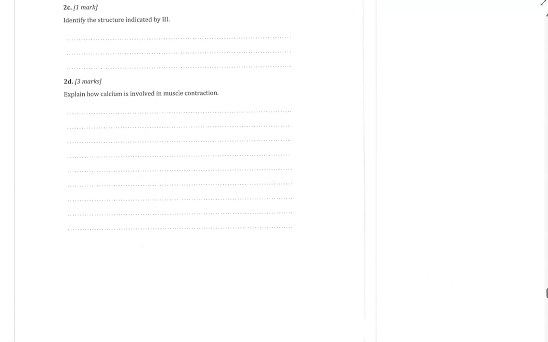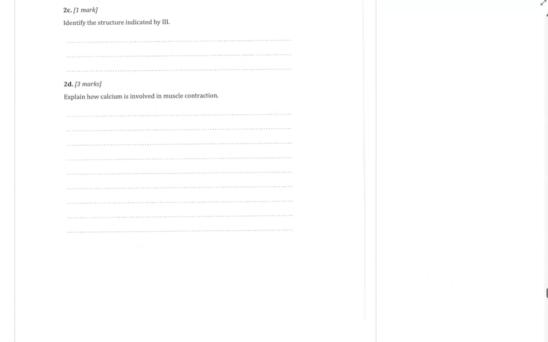All right. So then for 3 marks, explain how calcium is involved in muscle contraction. So you could say that the action potential causes the release of calcium from the sarcoplasmic reticulum. It binds to the troponin and causes the tropomyosin to move, which then exposes the myosin binding sites. Obviously, that's more than 3 marks worth, but those are the main points that you need to be making.